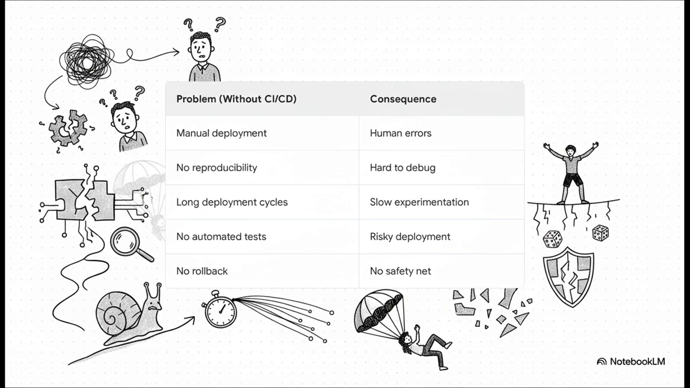When you deploy by hand, you're going to get human error. It's inevitable. And because nothing is automated, you have no reproducibility. So when something breaks, good luck debugging that. It's a nightmare. This leads to these super long, stressful deployment cycles, which means you can't experiment or improve things quickly. It's this vicious cycle where every manual step just creates a new way for things to fail, and you're left with absolutely no safety net.